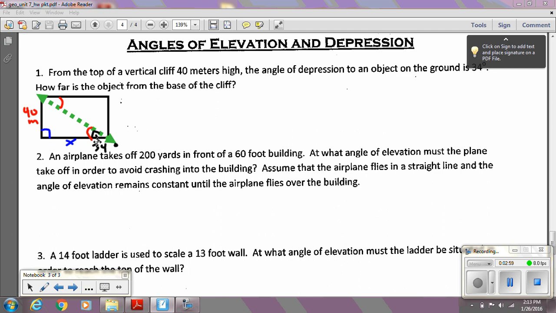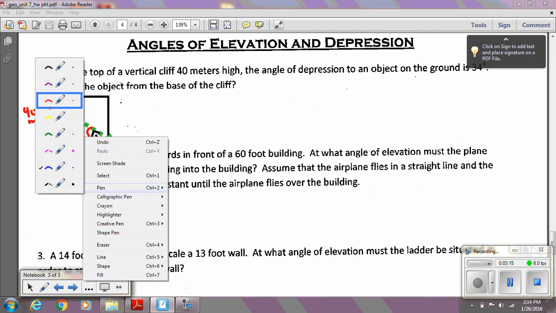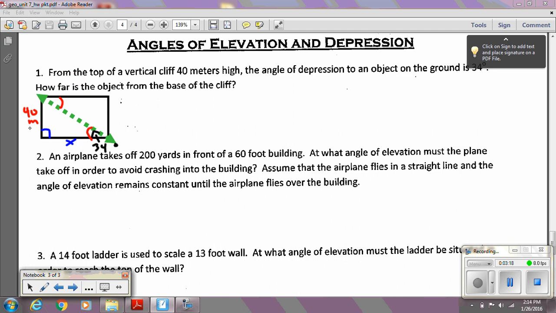So based off of my angle of reference, 34 degrees, I have the opposite side, 40 meters, and I have the adjacent side, x. So since I have opposite and adjacent, I can use tangent, because tangent is opposite over adjacent. This is opposite, this is adjacent. So tangent of the angle, which is 34 degrees, is equal to opposite, which is 40 meters, over adjacent, which is x.